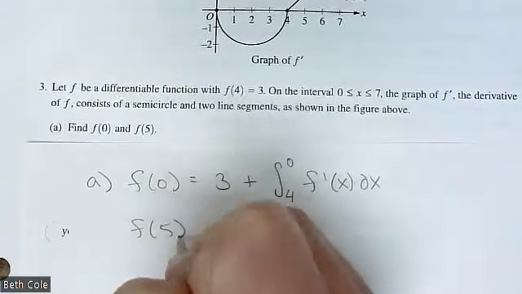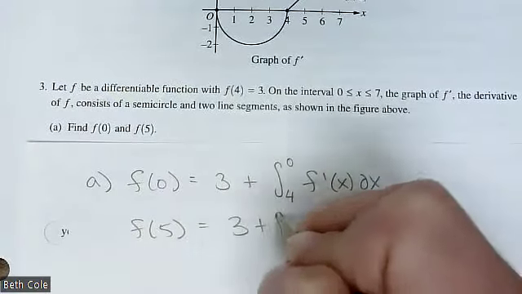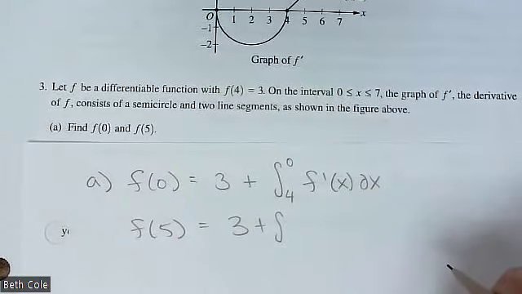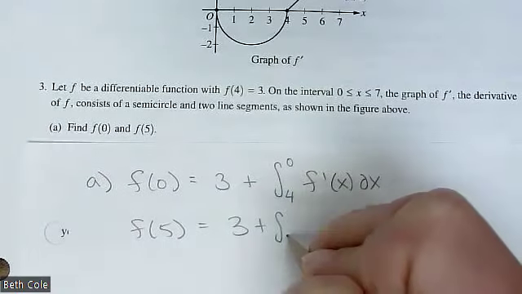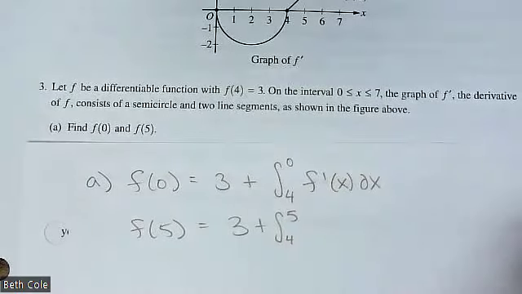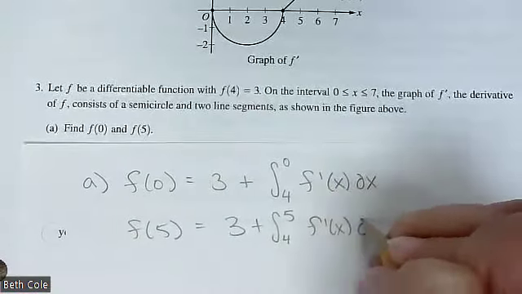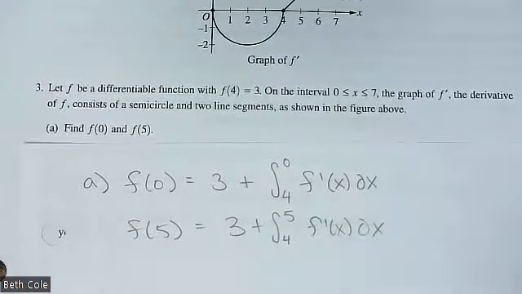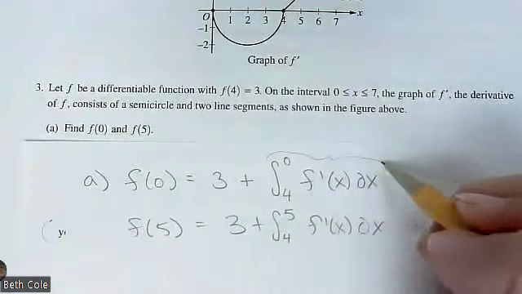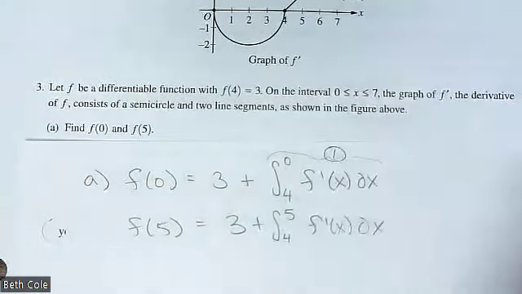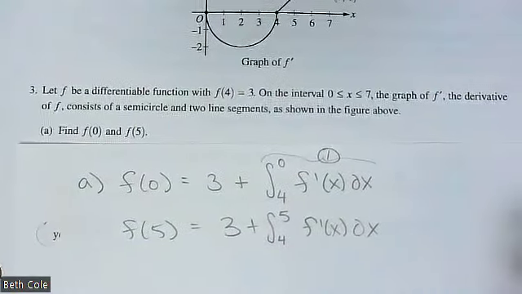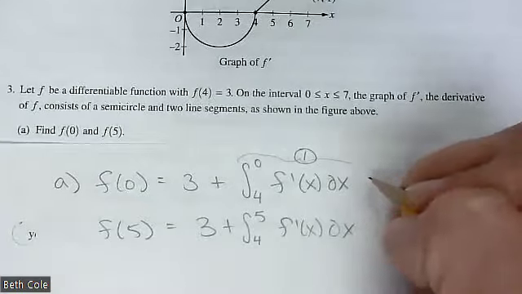F of 5 is going to be 3 plus integral from 4 to 5 of f prime of x dx. I believe that was worth a point. Let me see. Yeah, writing out an integral like this was worth a point. So if you even did it once, you got a point for that, right? So let's go back and do 0.